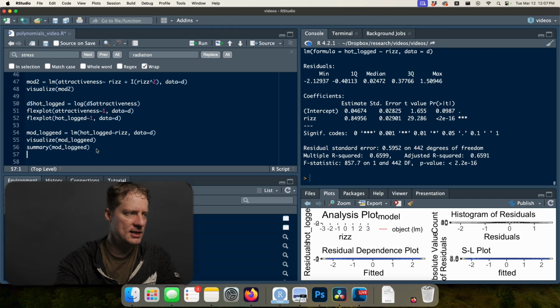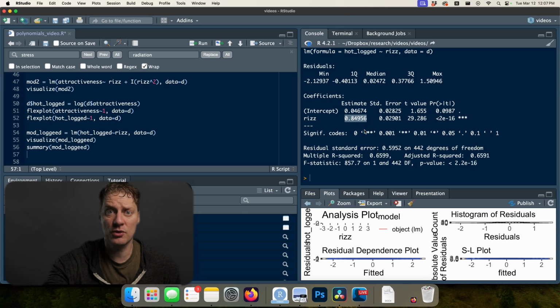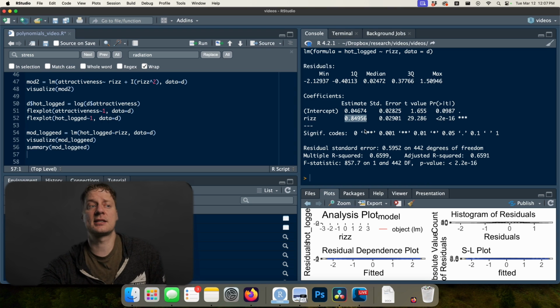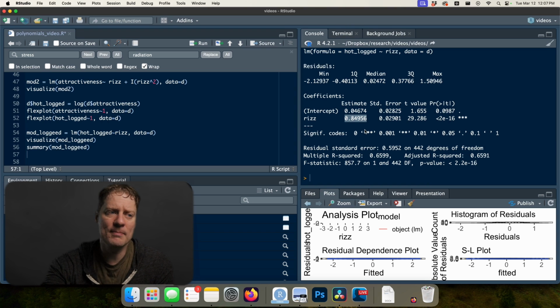If I were to look at summary mod logged, your inclination might be to say, all right, for every 1 point increase in your RIS score, we expect your attractiveness rating to go up by 0.85 points. And that's not the case, actually, because this is on a log scale. So what that actually means is a 1 point increase in RIS changes your attractiveness on a log scale. So it's a 0.85 increase on a log scale.